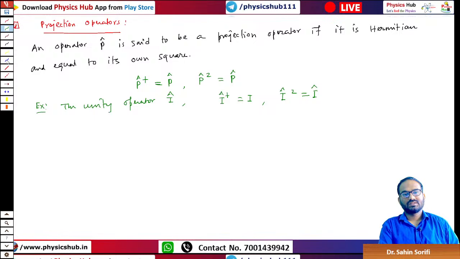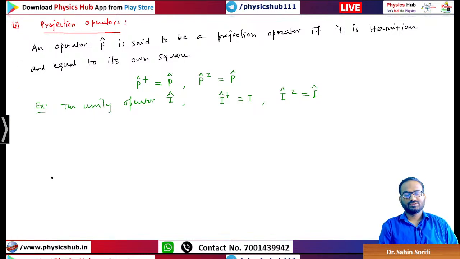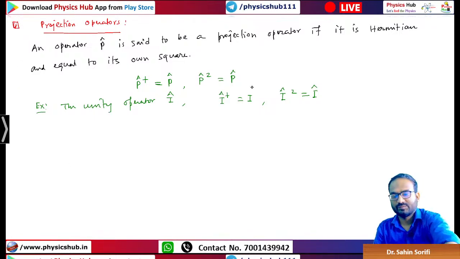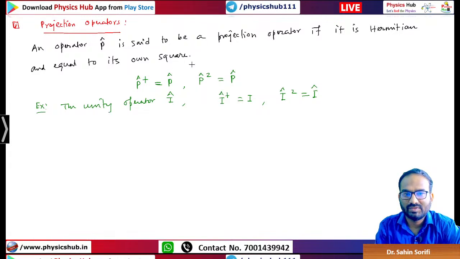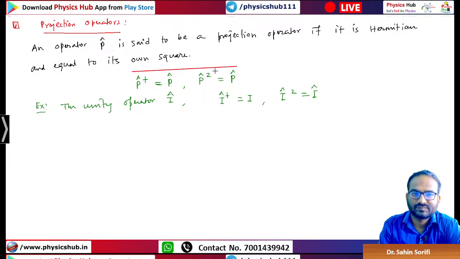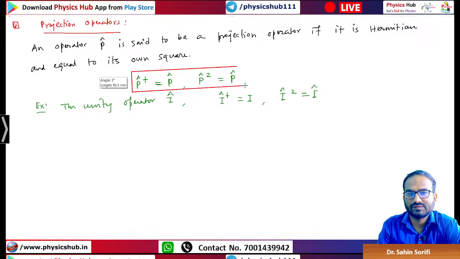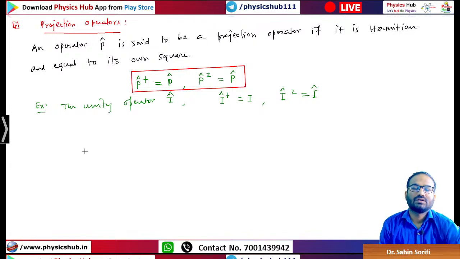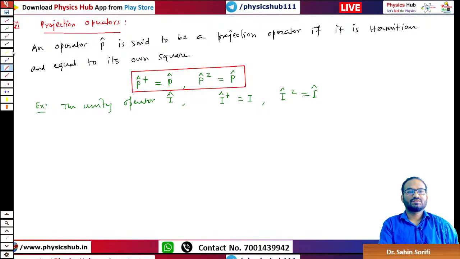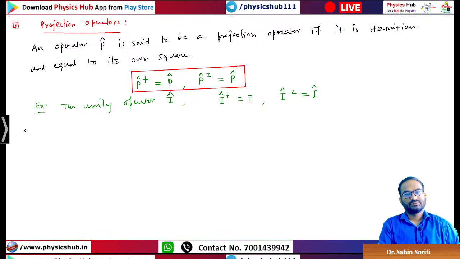Now there are certain properties of projection operators. These are the two main properties, but some combined properties are also there. Whether the sum of two projection operators is also a projection operator, or the product of two projection operators is also a projection operator, and all those things. So let's give this heading: properties of projection operators.